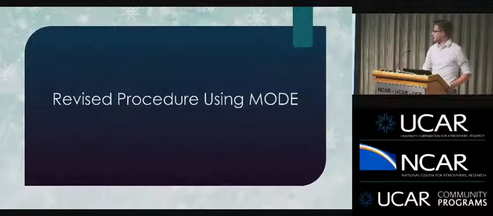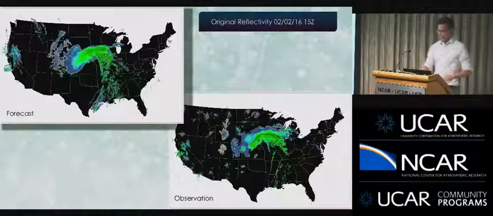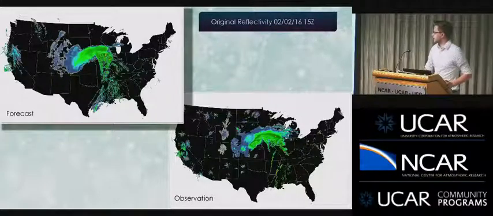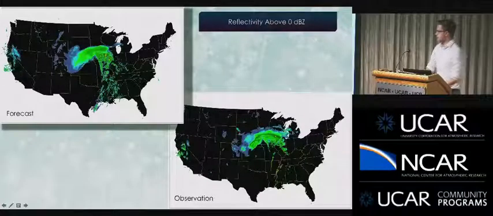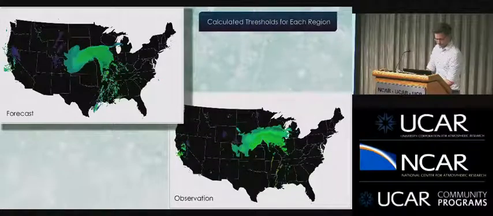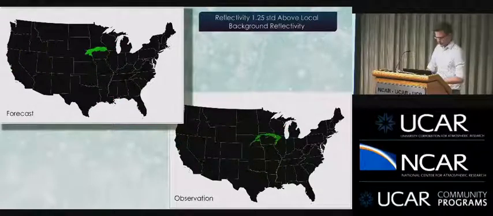So I've come up with a revised procedure that we're going to be using with MODE. It starts off pretty much the same. On the left we have the forecasted imagery, and on the right we have the observation. In the observation at least, there's a clear band in the Midwest. So first we threshold at 0 dBZ, so contiguous precipitation features over 0 dBZ. And then we calculate our new threshold at 1.25 standard deviations above the mean reflectivity. So then we're left with objects that are 1.25 standard deviations above the background reflectivity.